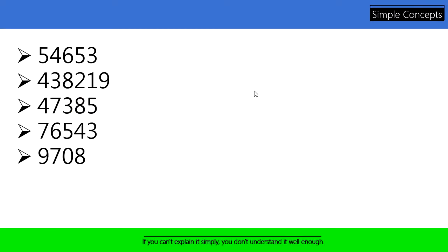Here you can see there are some numbers written on my left side, and I need to find the digit sum of the number. This is very simple. For this number, let's say I want to find a digit sum, so what I need to do is 5 plus 4 plus 6 plus 5 plus 3. So 5 plus 4 is equal to 9, plus 6 is 15, plus 5 is 20, plus 3 is 23.